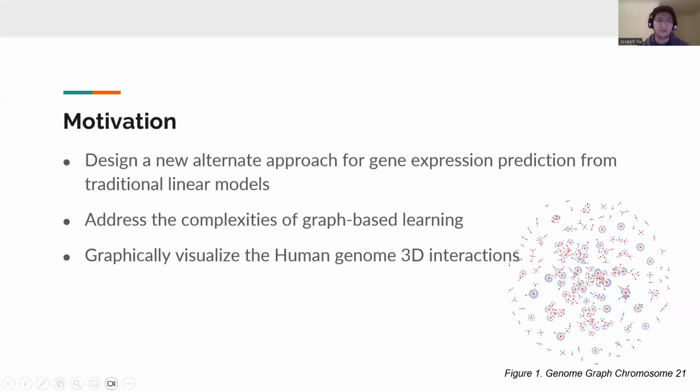The motivation for the project is to design a new alternate approach for gene expression prediction from the traditional models. This assumes an additive linear model, which has been shown to work well, but does not fully consider the spatial structure of the genome. In gene expression, the three-dimensional structure heavily influences gene transcription, given our current understanding of the human genome and its molecular processes.